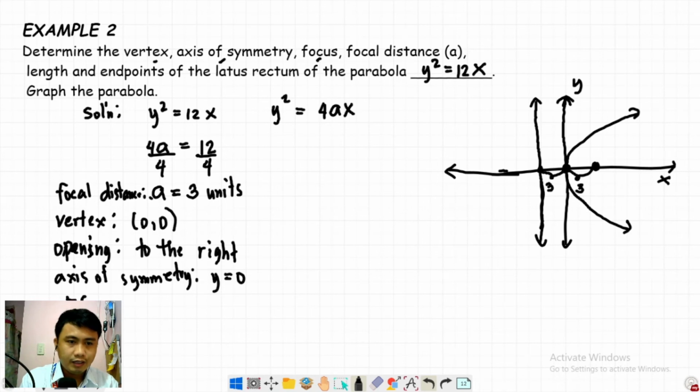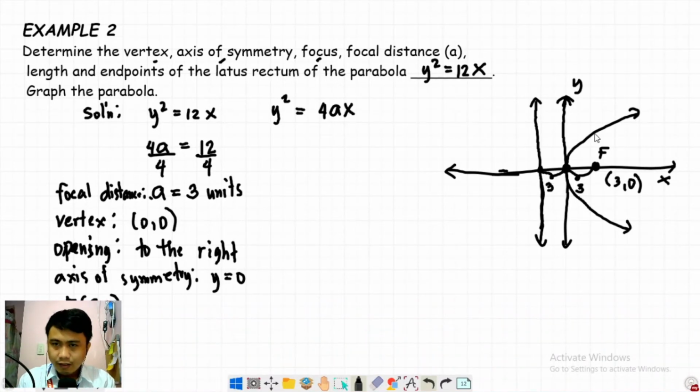Ano yung coordinate ng ating F? Coordinate ng ating F ay this is 3, 0. Kasi nga ang ating A ay 3 units. And positive siya dito, so kanan nandito. That is 3, 0. Okay? So that is 3, 0. Focus. F. For F. Next, what is the length and the endpoints of the latus rectum?